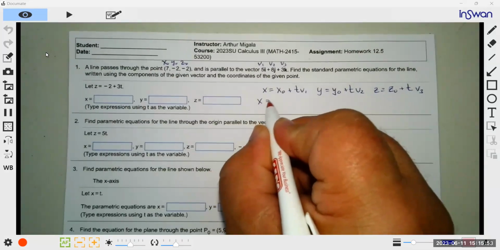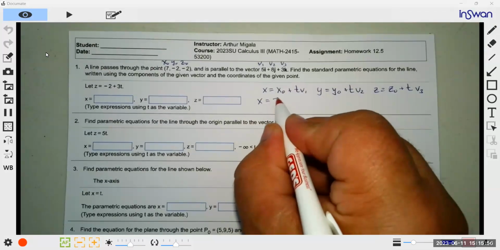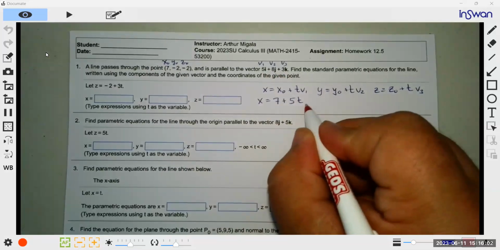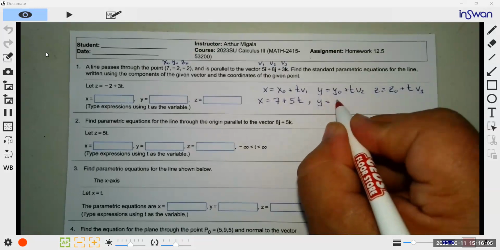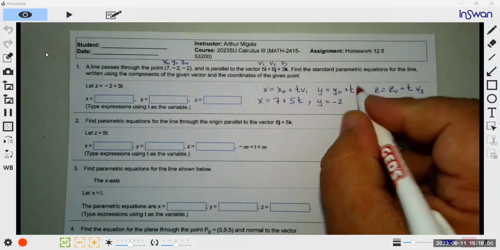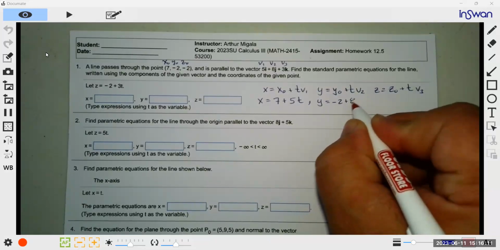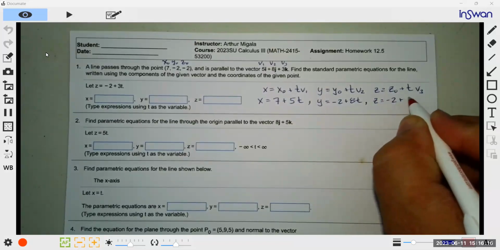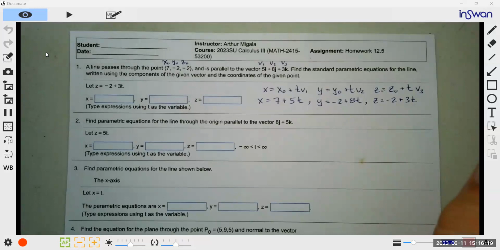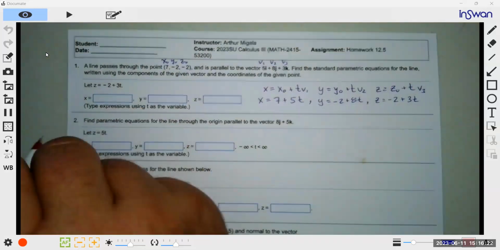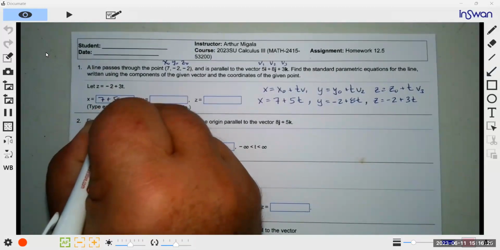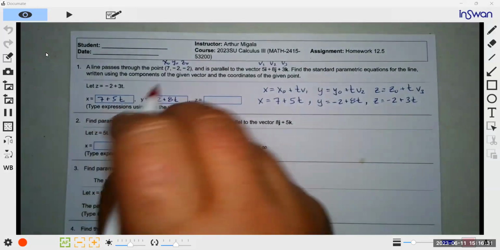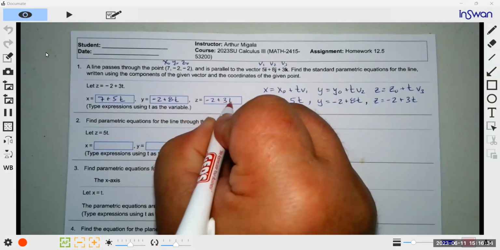So x is equal to x sub 0, which is 7, plus 5t. y sub 0 is -2 plus 8t. And -2 plus 3t. So those are my values: 7 plus 5t, -2 plus 8t, -2 plus 3t.